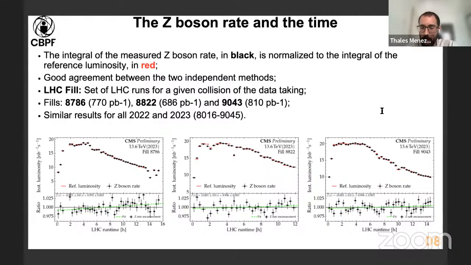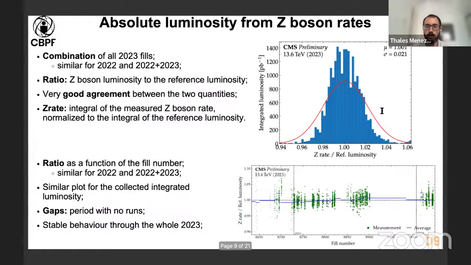in a way to provide a more general result, to achieve what we call the absolute luminosity from the Z boson rates. In the histogram on the right, we have a ratio between the Z rate, or the Z boson luminosity, and the reference luminosity. Judging by the average value of that ratio, you can see a very good agreement between the two quantities, because the average is more or less at one, with a narrow distribution. With this, you can see that we have a very good adherence for the combination of all the 2023 fields.